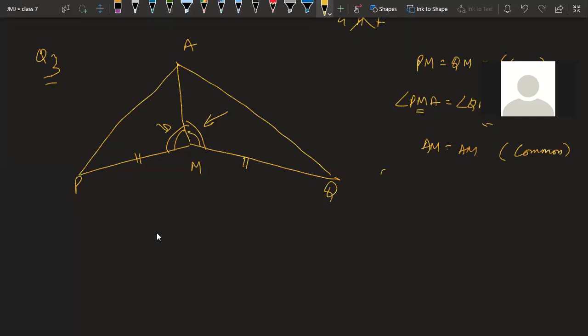What is the criteria? In the last part, they are asking criterion. Triangle AMP is congruent to triangle AMQ by which criteria? Try to observe. One side is coming, one angle is coming, one side is coming, which is common. So the criteria coming is side angle side. SAS. Yes.